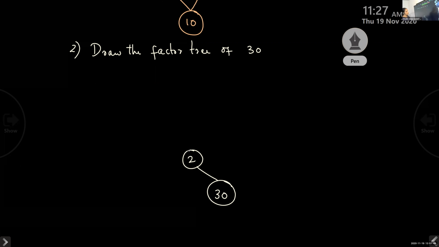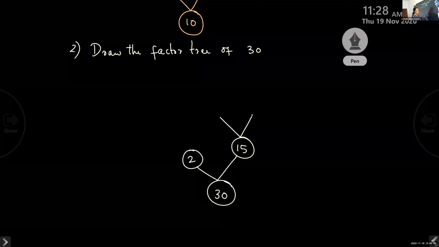2 into 15. 15. So, like this. Clear? Now, when you multiply 2 and 15, you will get 30. Again, with 2, it is not possible because already it is a prime. So we leave 2 like that. But we can find the factors of 15. What are the factors of 15?